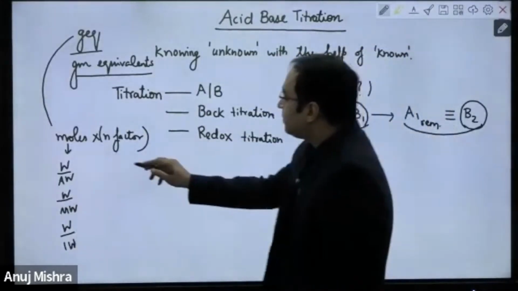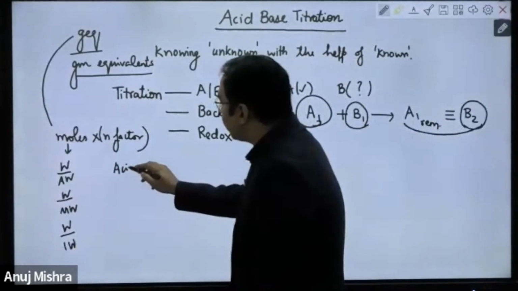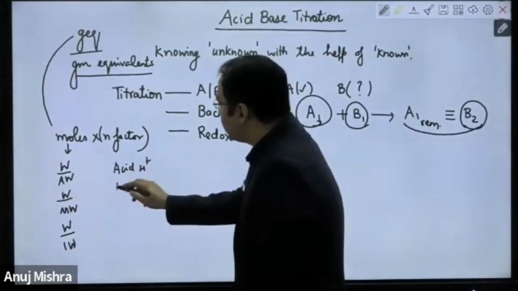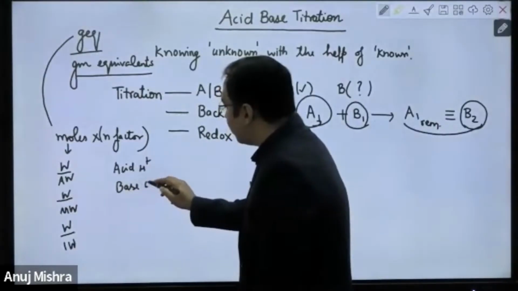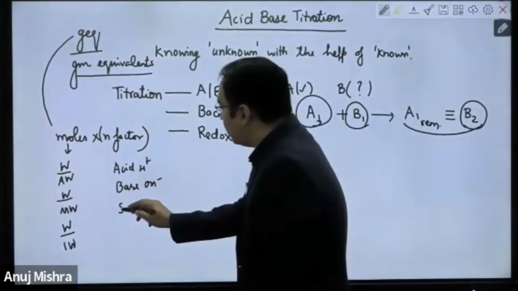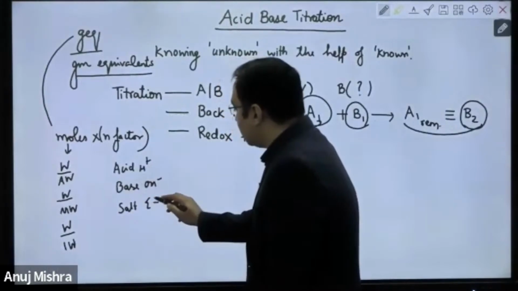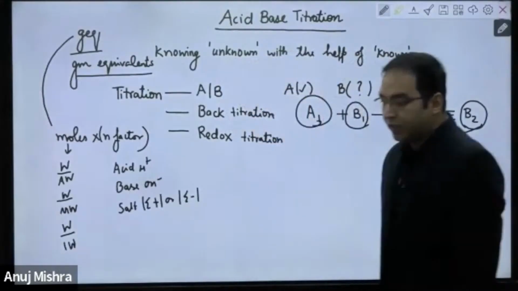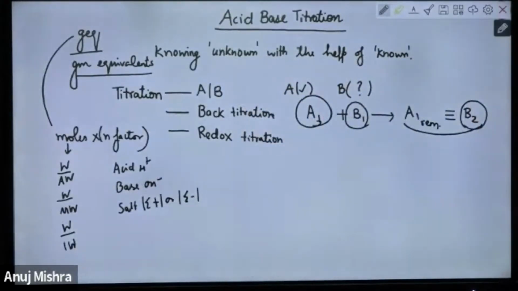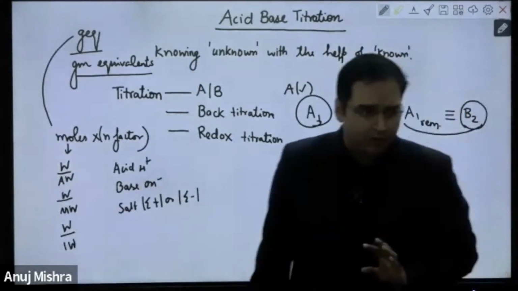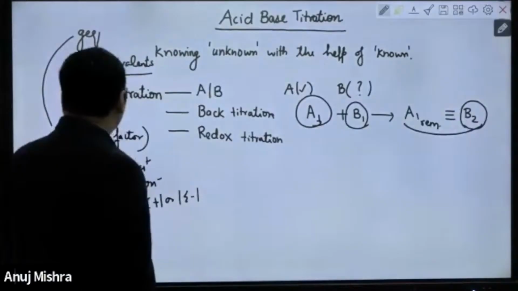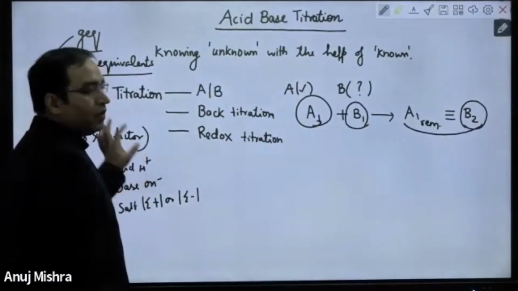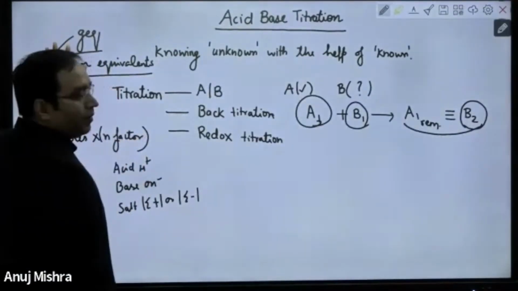N factor क्या होता है? For acid, n factor is the number of H plus it donates. For base, n factor is the number of OH minus it donates. For salt, n factor is the total positive or total negative charge it is carrying. Right? N factor is that number. HCl n factor कितना होगा? 1. H2SO4 n factor कितना होगा? 2. ये basic आपको पता होंगे सभी. Right? Any difficulties? Please note down this also. So you'll multiply moles into this, you'll get n factor into moles. This will be gram equivalents.